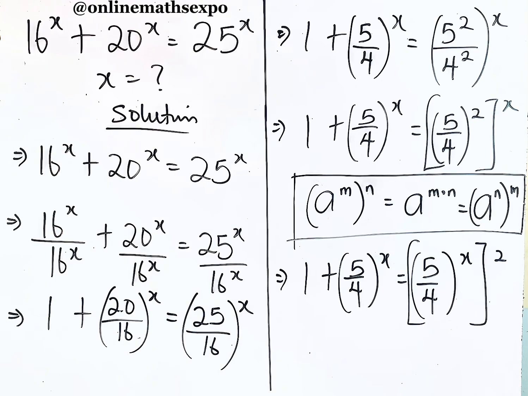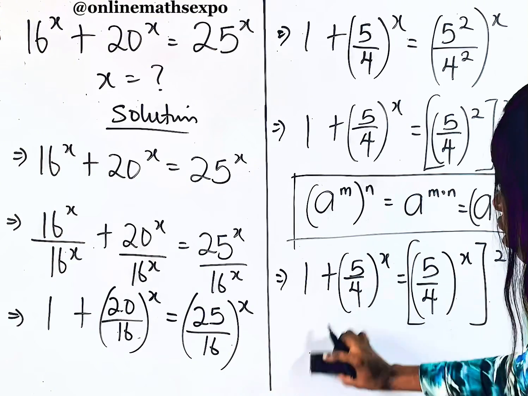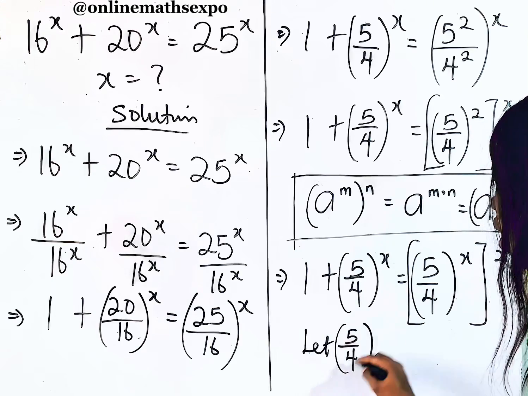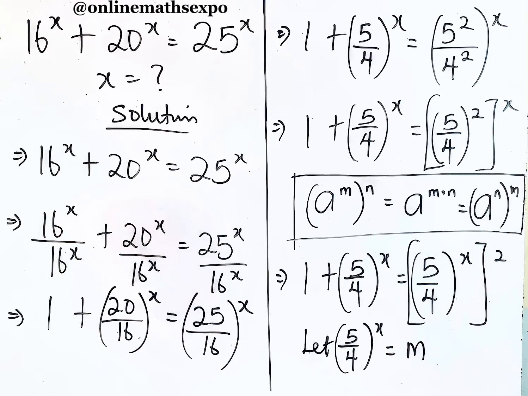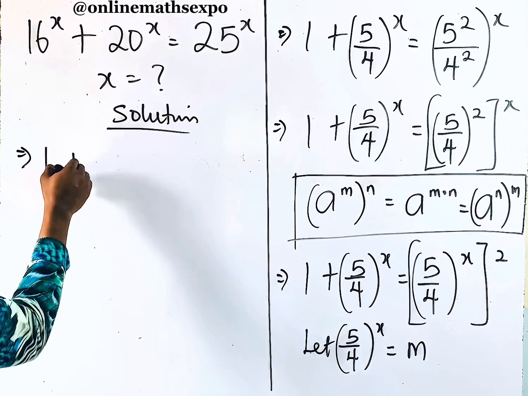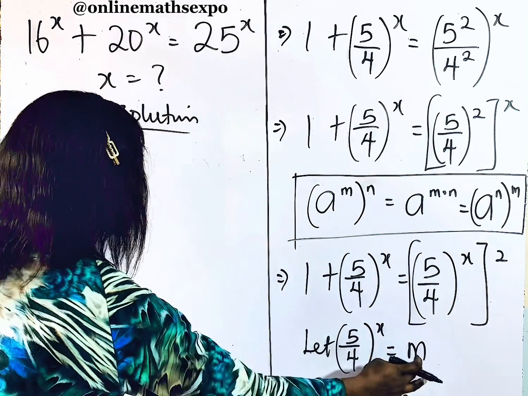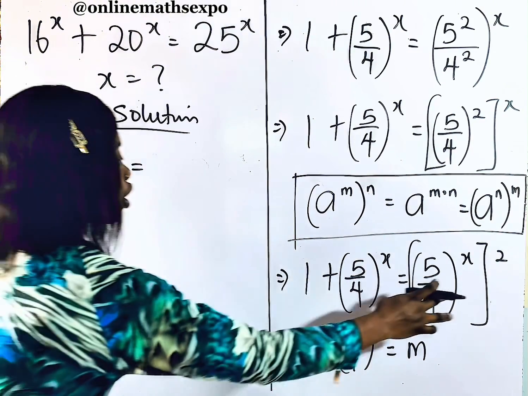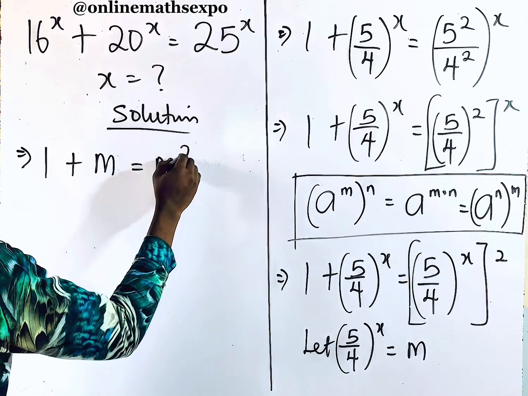So what did you observe? You see that 5 on 4 to the power of x is common. So we can just say, let 5 on 4 to the power of x be equal to any variable. Let's use m. So if you apply it here, we have 1 plus, instead of writing this, I'm replacing with m. So I have m is equal to, this will give us m squared.